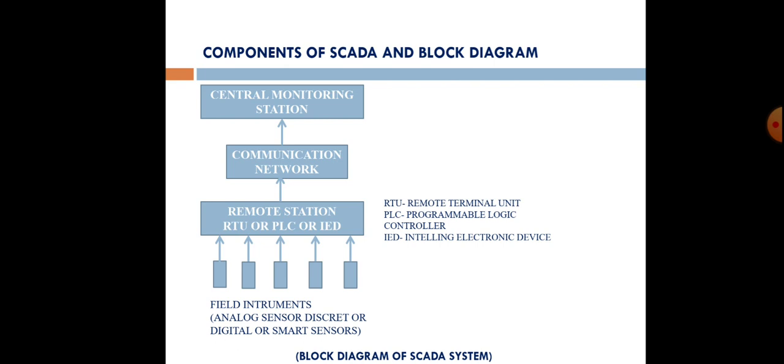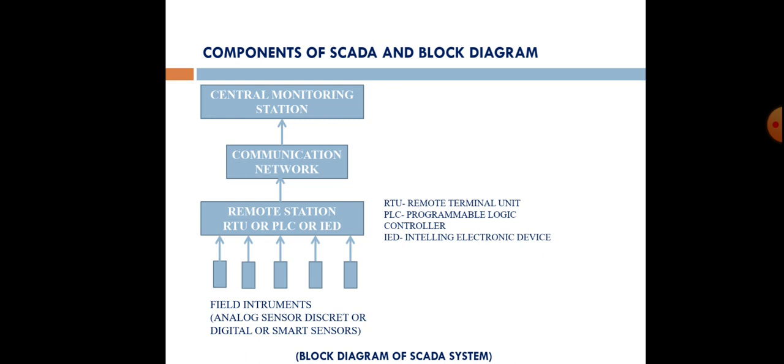The main components of SCADA systems are as shown below. First, remote station. We see the remote station block in this block diagram. So the first component of SCADA is remote station. Second one is communication network. Third one is control monitoring station. And fourth one is field instrumentation. Now we see the first component, remote station.